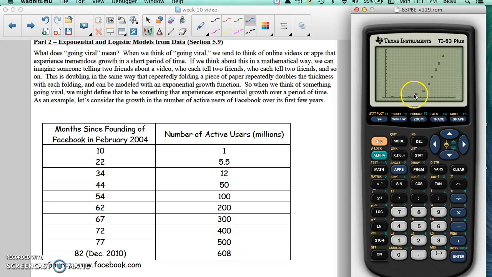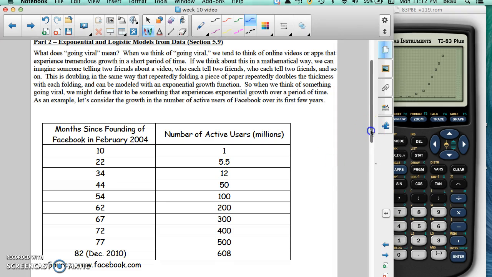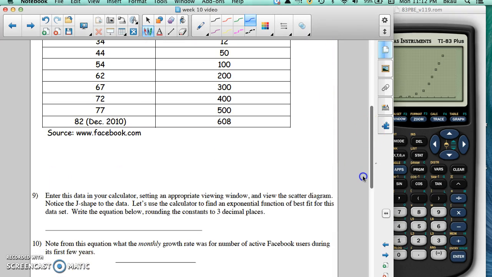Alright, as you see here, the data doesn't look like it's a straight line. It doesn't go from here straight up. It curves. It's growing. So we're going to use the exponential model on this because it looks like an exponential model. If you remember when we graphed the exponential models, they curved in this manner.